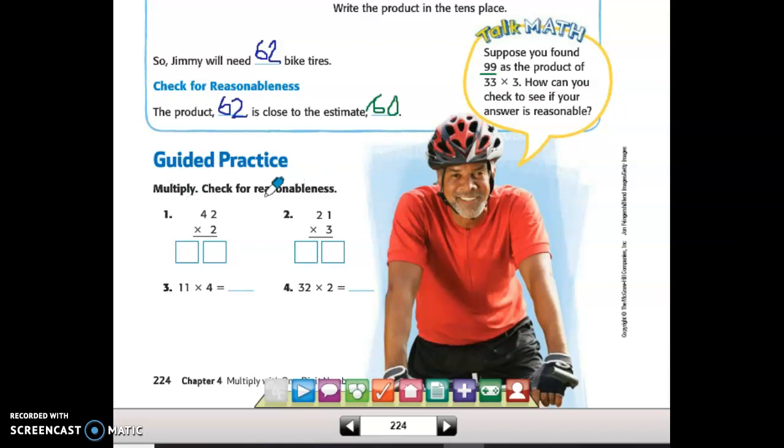When you're doing your guided practice, it does say check for reasonableness, so you have room next to each problem to set up an estimation in order to check and see if this makes sense. So please do that.